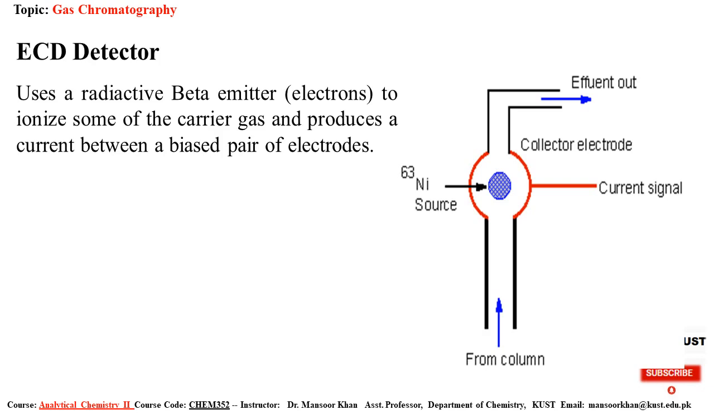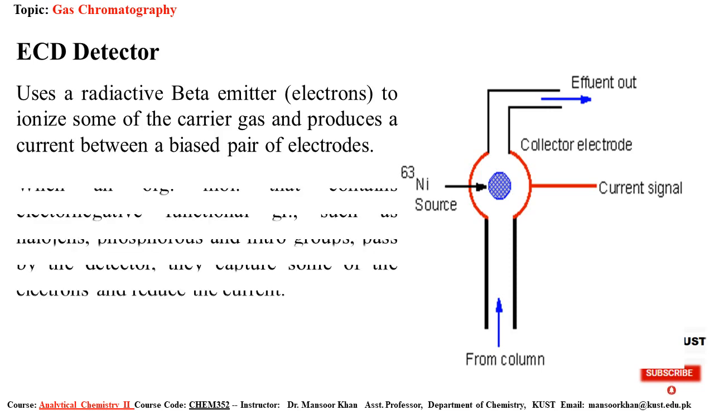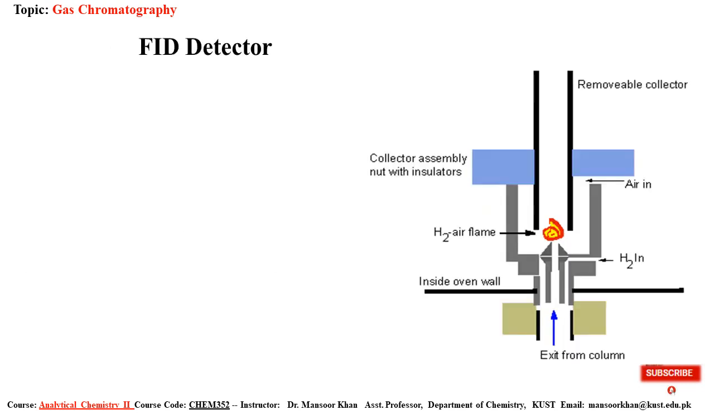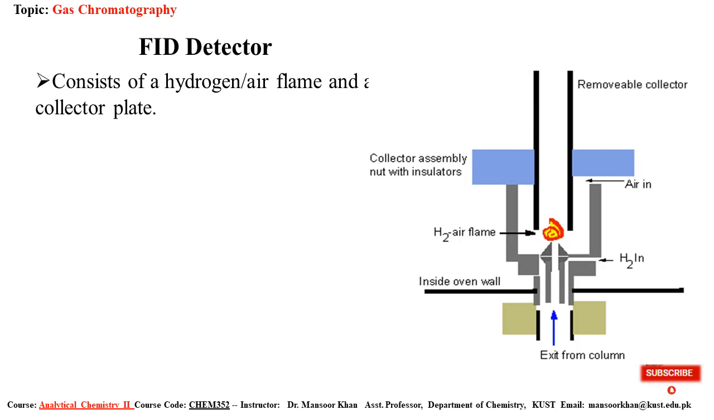The ECD uses a radioactive beta emitter to ionize some of the carrier gas and produce a current between a biased pair of electrodes. When an organic molecule that contains electronegative functional groups such as halogens, phosphorus and nitro groups passes by the detector, they capture some of the electrons and reduce the current. This is the mechanism.